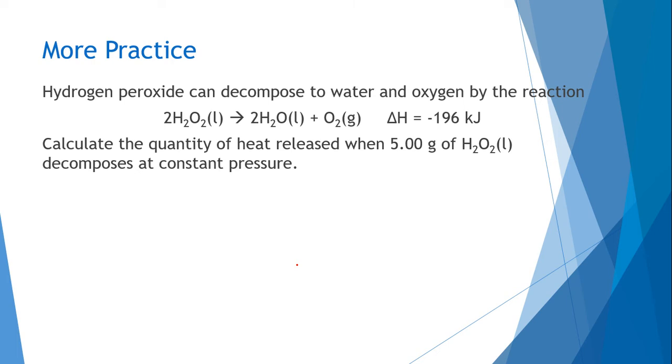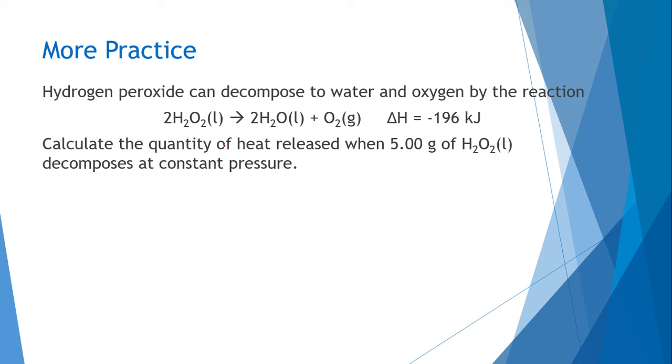So let's do another example with that. Here it says hydrogen peroxide can decompose to water and oxygen by the following reaction, and my delta H value is negative 196 kilojoules. So remember, our reaction should match. Otherwise, we have to make sure that we flip our sign. So hydrogen peroxide, is it decomposing? Yes. Here's H2O2, my hydrogen peroxide, and it is breaking down.